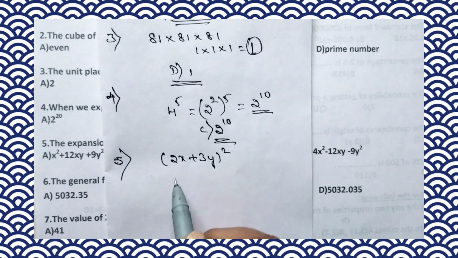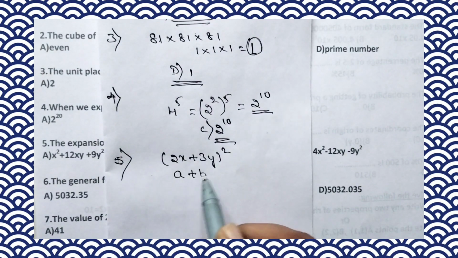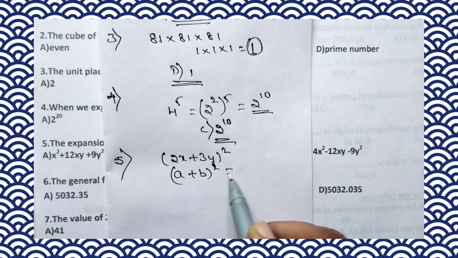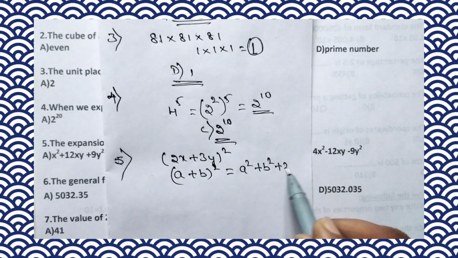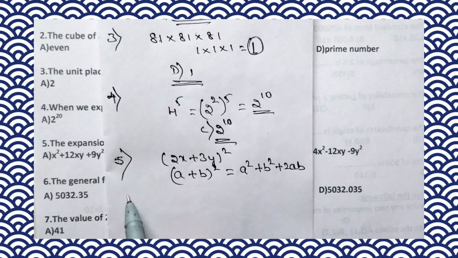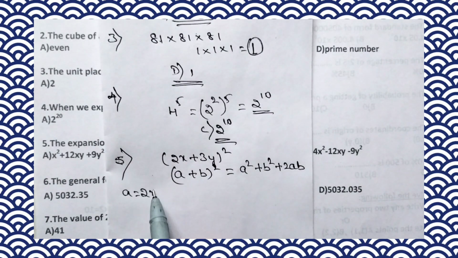whole to the power of 2, it is in the form of a plus b whole square, which is equal to a square plus b square plus 2ab. So in place of a, 2x is there, in place of b, 3y is there.